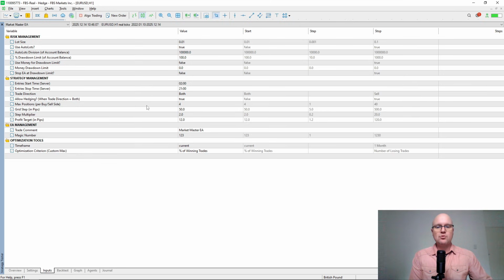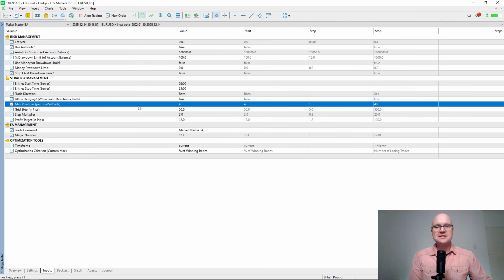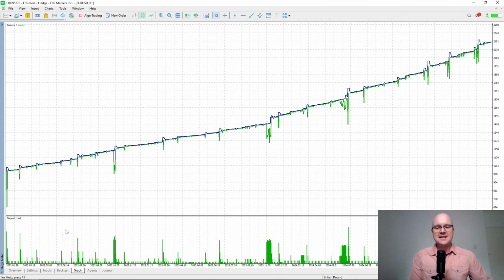Then if we look at the way that the recovery system is set up, it has a grid step, or size between these steps, of 50 pips, as well as a step multiplier of 2. On top of this, you can also adjust the profit target in pips, which is currently set at 12. It also allows you to change the magic number as well as the trade comments for those of you who want to adjust this for different pairs and styles.